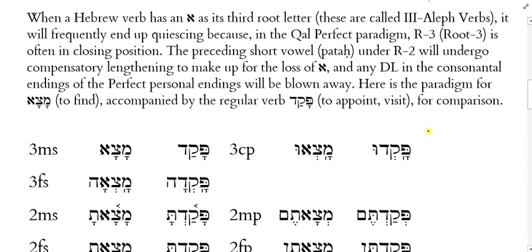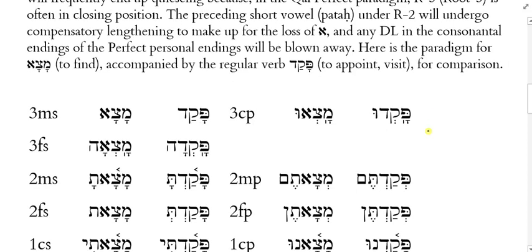If you look at the chart, we want to compare matza to paqad. You learned paqad as your basic third masculine singular qal perfect form. What are the vowels under these two consonants, roots one and two? What is that little T symbol? Is that a qamets or a qamets hatuf? That's a qamets. That's a long A. Patah is a short A.